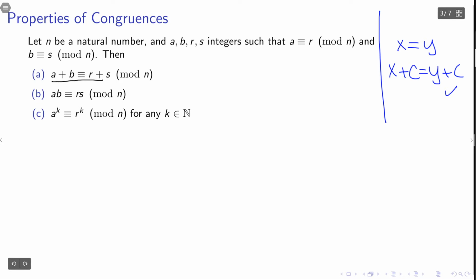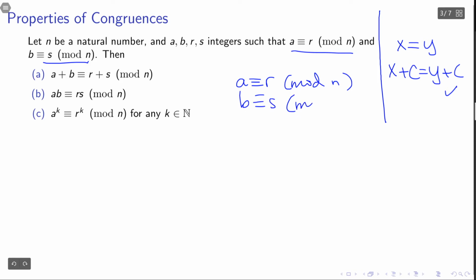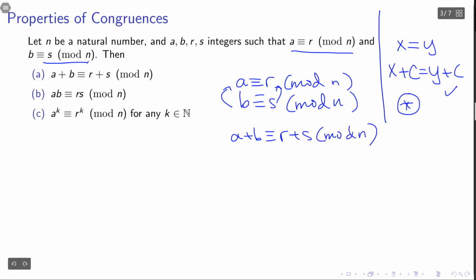If you look at the first property on this list, given that a and r are congruent modulo n, right? They have the same remainder modulo n, and that b and s are congruent modulo n as well, it turns out we can do the same operation of adding to both sides to get a true statement, which means a plus b will have the same remainder as r plus s modulo n. And this kind of makes sense, right?